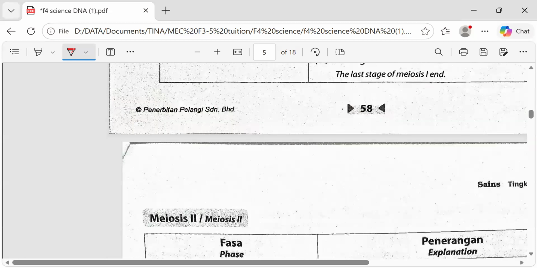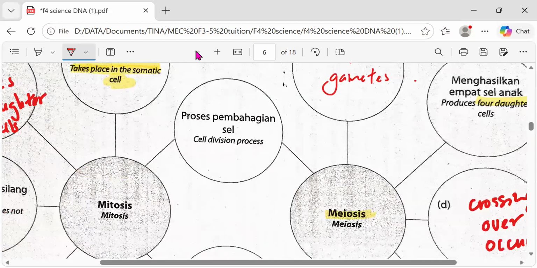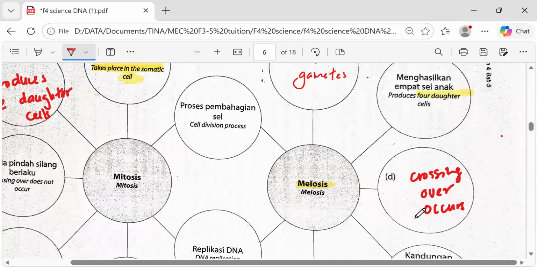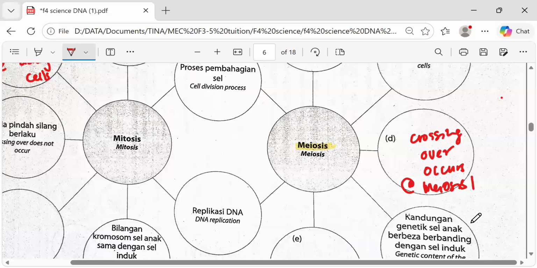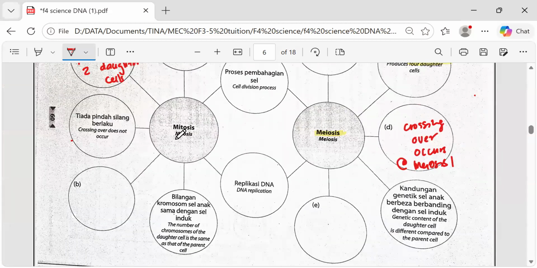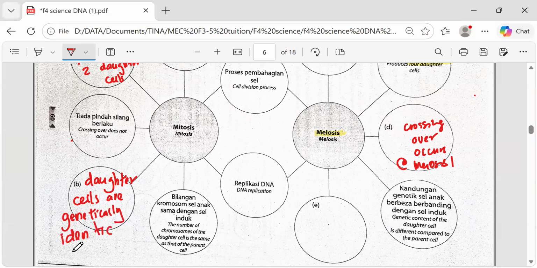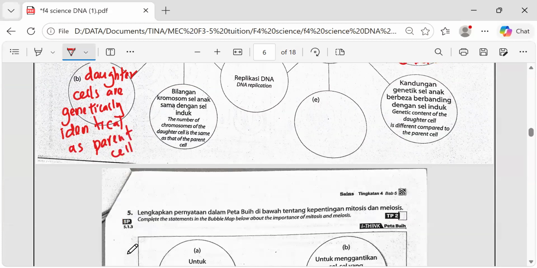Okay, so at meiosis 1. Genetic content of the daughter cell is different compared to the parent cell. So for mitosis, daughter cells are genetically identical to the parent cell. Okay, genetically identical.